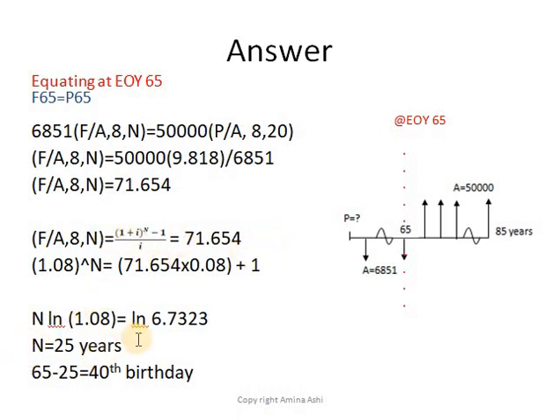Now I got the value of n, but I didn't finish the question. N is the period from now till year 65, which is 25, but I'm interested in knowing, what birthday am I celebrating today? So just say 65 minus the period of 25, so you are celebrating your 40th birthday.